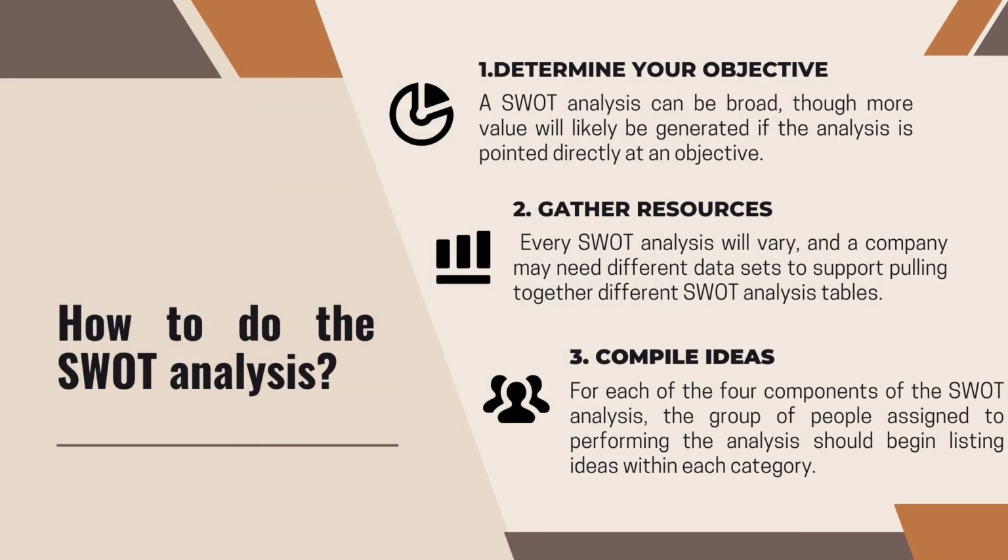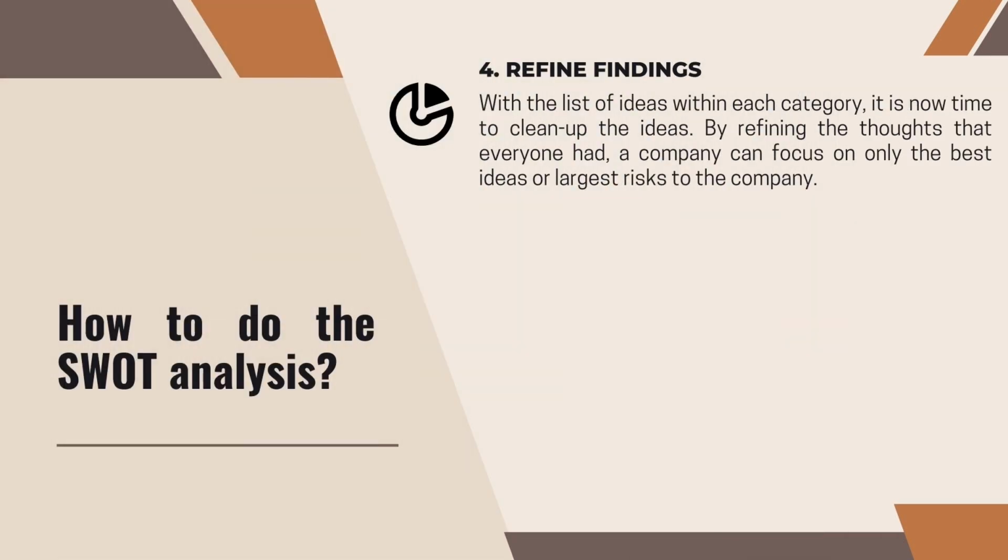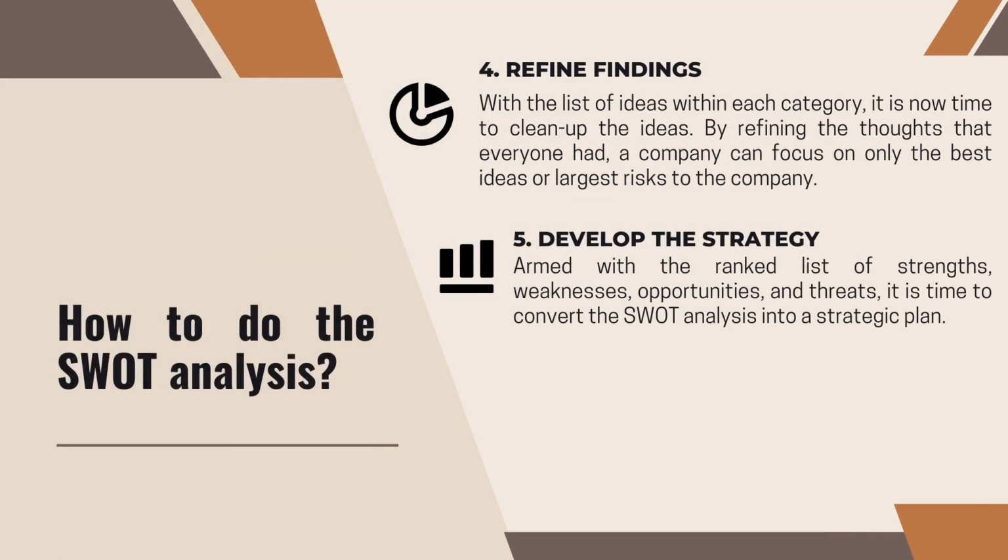Compile ideas. For each of the four components of the SWOT analysis, the group of people assigned to performing the analysis should begin listing ideas within each category. Refine findings. With the list of ideas within each category, it is now time to clean up the ideas. By refining the thoughts that everyone had, a company can focus on only the best ideas of largest risk to the company. And lastly, develop the strategy. Armed with the ranked list of strengths, weaknesses, opportunities, and threats, it is time to convert the SWOT analysis into a strategic plan. Members of the analysis team take the bulleted list of items within each category and create a synthesized plan that provides guidance on the original objective.